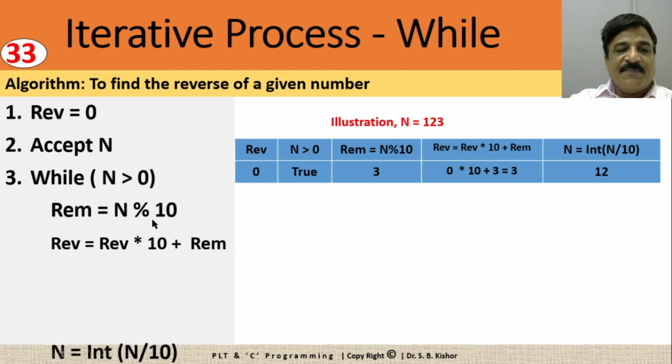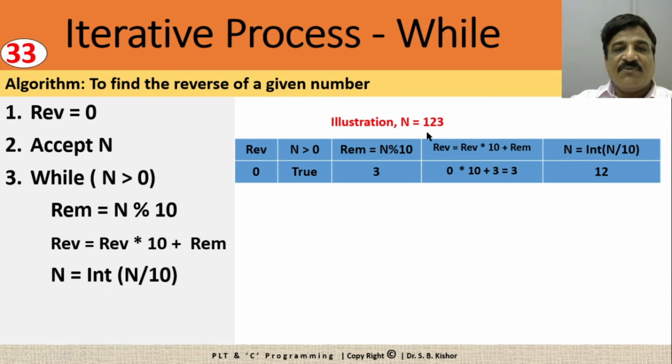Now perform these 3 steps. So first of all, find out the remainder. 123 mod 10, you will get what? 3. Okay, so what is the initial value of reverse? 0. 0 multiplied by 10 is 0, plus 3, that is your remainder. So the overall value is now 3. Now 123 divided by 10 is 12.3. The integer of that is what? It's 12.